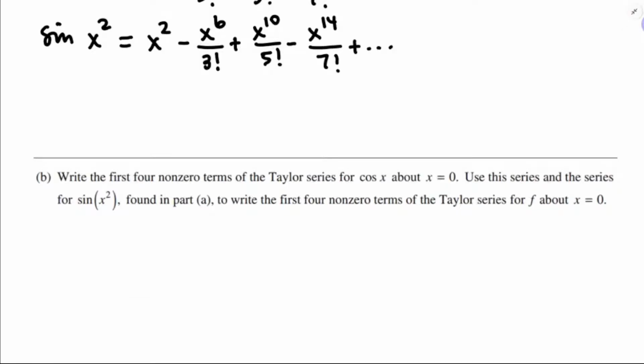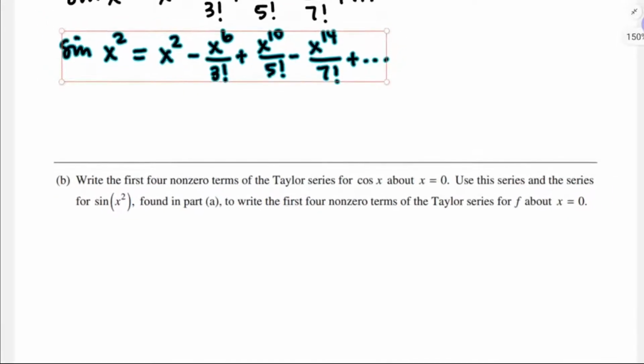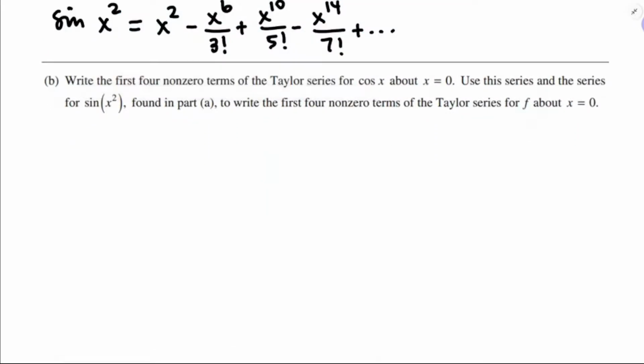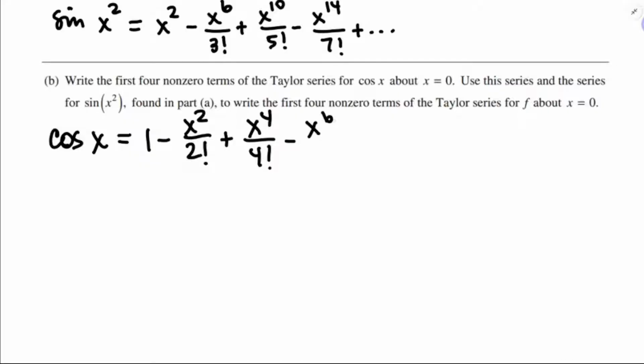Then we're going to write the first four non-zero terms for cosine around x equals 0, the same as what we just did for sine. All right, so I was thinking I would just move this down here so I can have that in view when I need to use it later. So cosine x, the Maclaurin series for that starts with 1, because cosine of 0 is 1, and it's all the even power terms. So 1 minus x squared over 2 factorial plus x to the 4 over 4 factorial minus x to the 6 over 6 factorial, and so on.